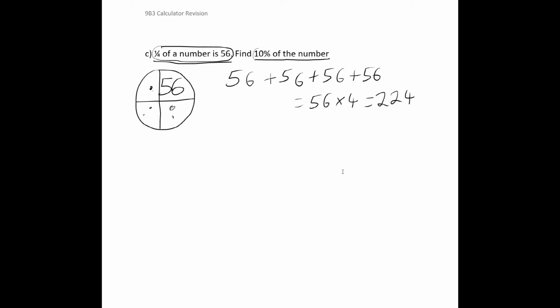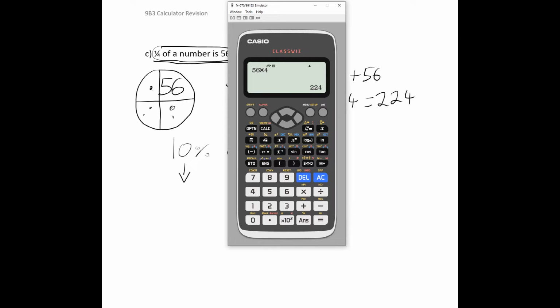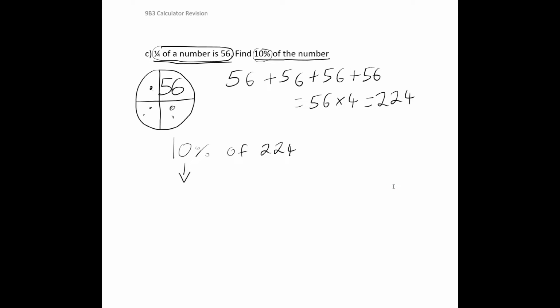Now I need to find 10% of the number. So to do 10% of 224, you could just divide by 10. You might remember that. But because we have a calculator, let's practice calculator methods. 10% as a decimal is 10 divided by 100, which is a tenth, or 0.1. So to find 10% of 224, I write 0.1. Of means times, and then 224 is obviously 224. And if you calculate that, you will get an answer of 22.4.